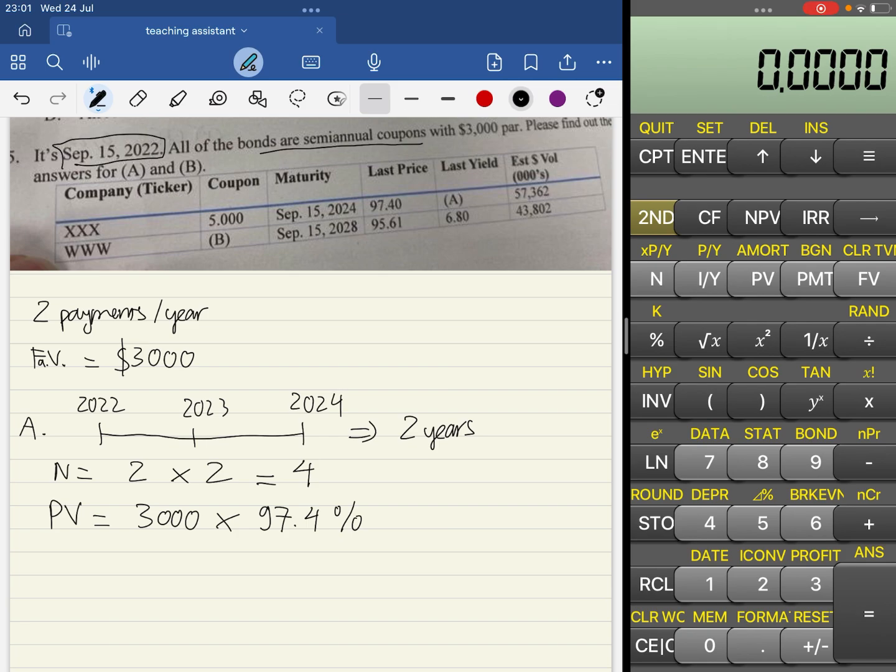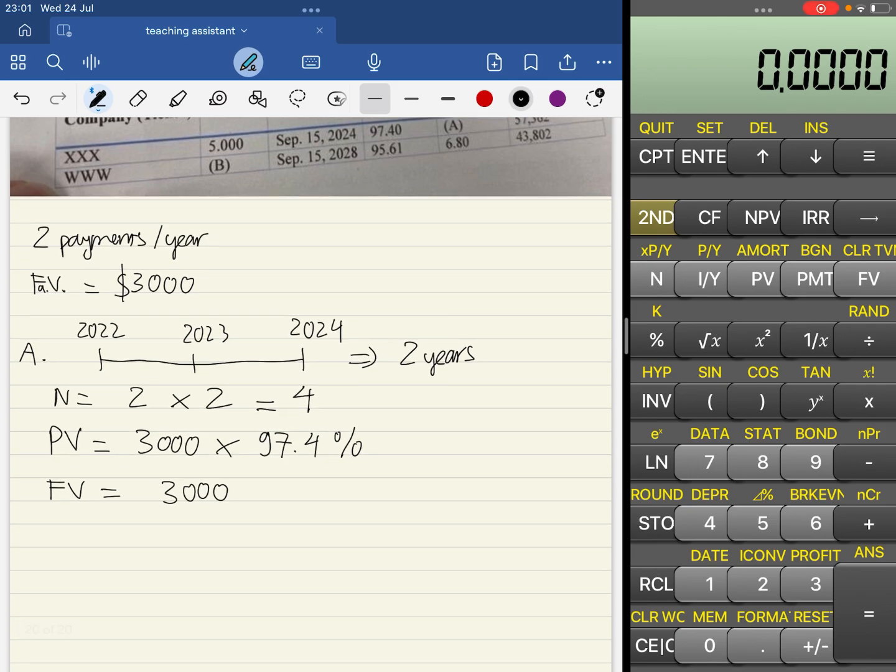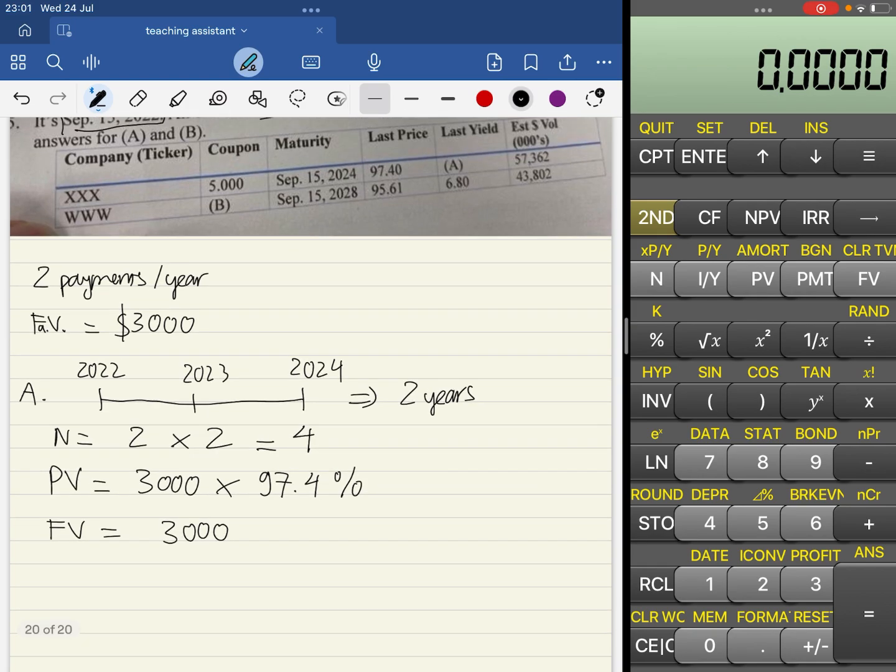Next, we have to find out the future value. The future value will always be equal to the face value, which is $3,000. Last but not least, what is the payment? The payment is the coupon. Again, even though they say it's 5, this 5 stands for 5%, 5% of the face value. So the payment is equal to 3,000 times 5%.